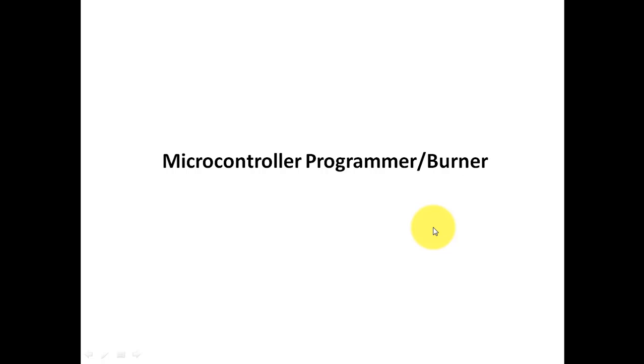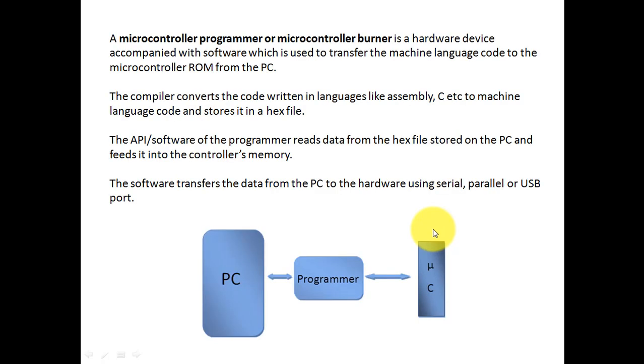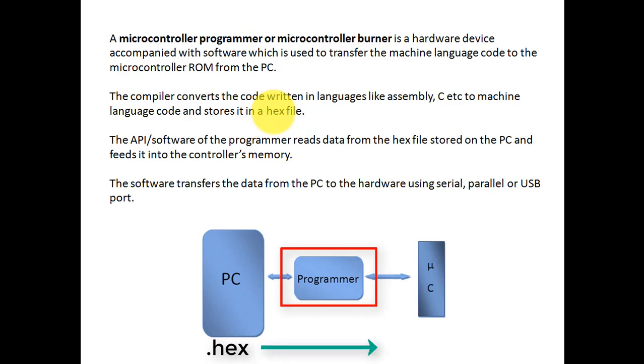Hi, in this video, I will tell you how you can burn code into the microcontroller flash memory or ROM memory. Normally, we use compilers and assemblers to convert our written source code into machine code. This machine code gets stored in a file with extension .hex. We require a microcontroller programmer or burner to write the content of this file into the flash memory or the ROM memory of the microcontroller.